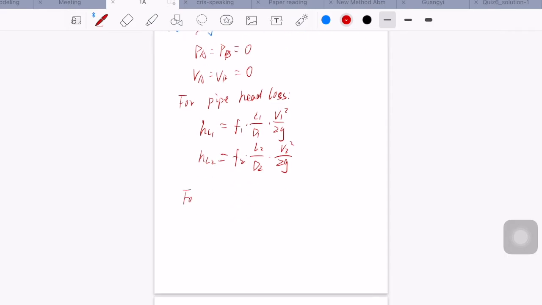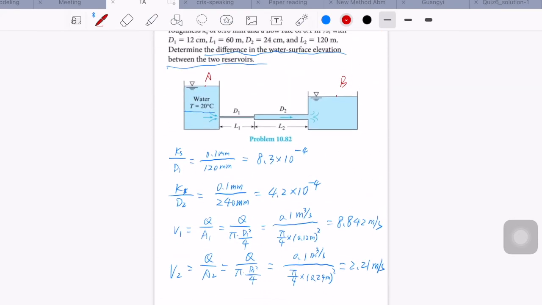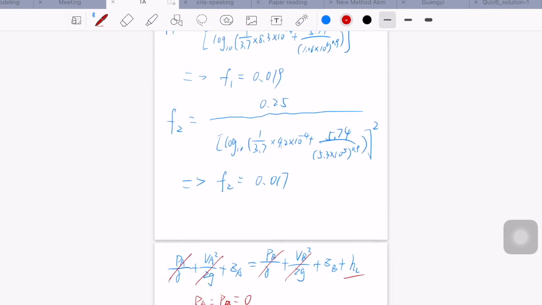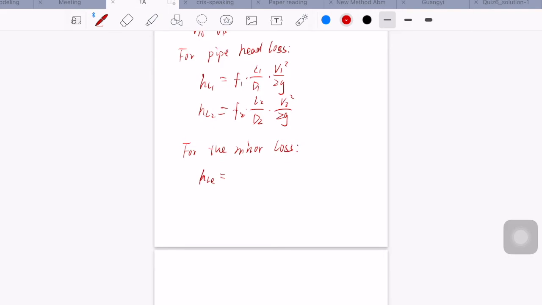And for the minor loss, the head loss at the entry should be equal to k lowercase e times V1 squared divided by 2g. And from table 10.5, we can find that k lowercase e should be equal to 0.5.